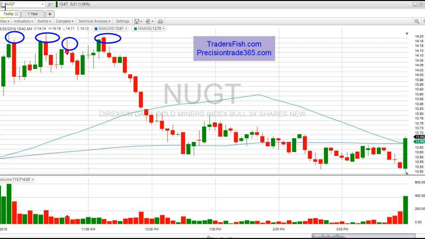I would like to discuss today about NUGT, the 3x gold miners bull shares. What we have on screen today is the 5-minute intraday chart, and this is pretty significant today. For the first 2 hours of trading, it struggles to find direction.